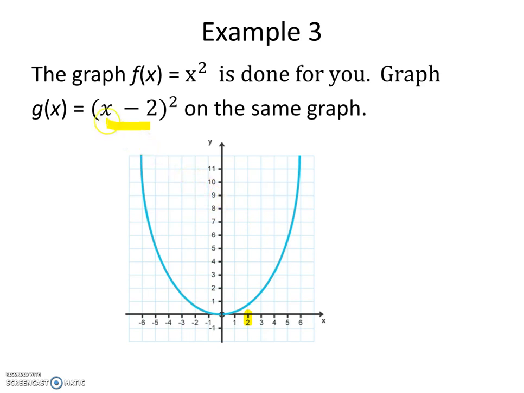So again, they will always be the opposite sign. If it's minus 2, you will go to a positive 2. If that had been plus 2, you would have gone to a minus 2. And all it does is shift that graph over.